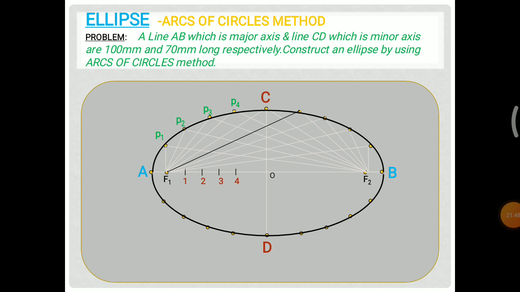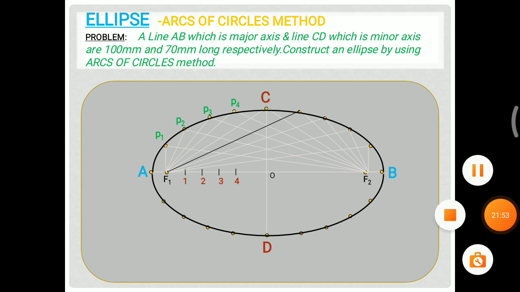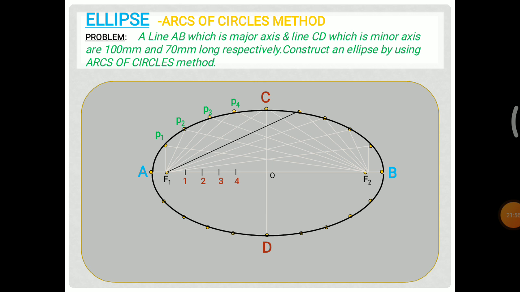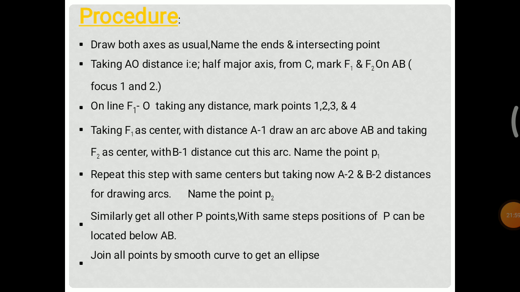So this is the required ellipse section from the arcs of circles method, and this is the procedure for drawing by the arcs of circles method. Draw both axes as usual, name the ends and intersection point, and take O as the distance, that is half of the major axis, and take C as the point. Mark F1 and F2 on AB, that is on the major axis. We get F1 and F2.